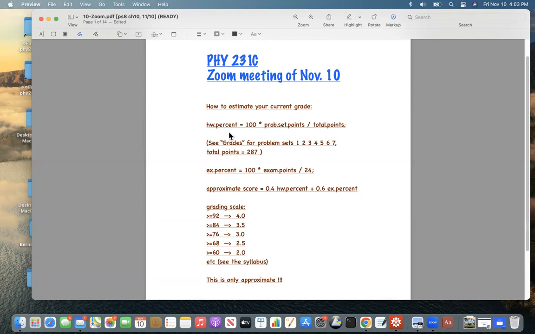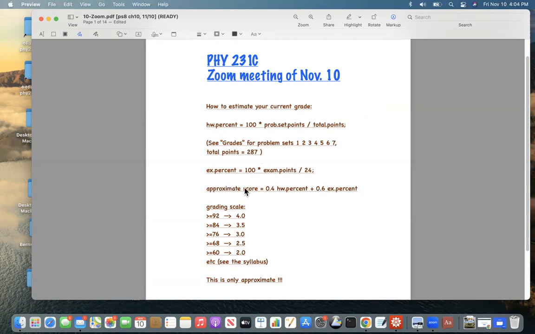Then you have the points from the two exams. So again, go to grades, add up your exam points for the two exams, divide by 24, total possible, multiply by 100 to convert it into percentage.